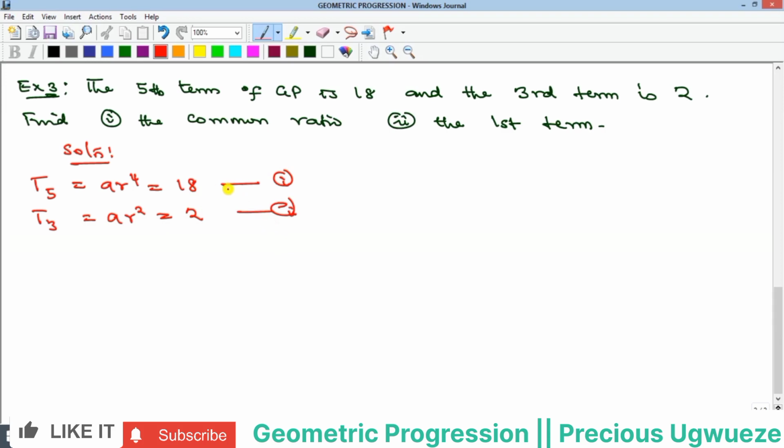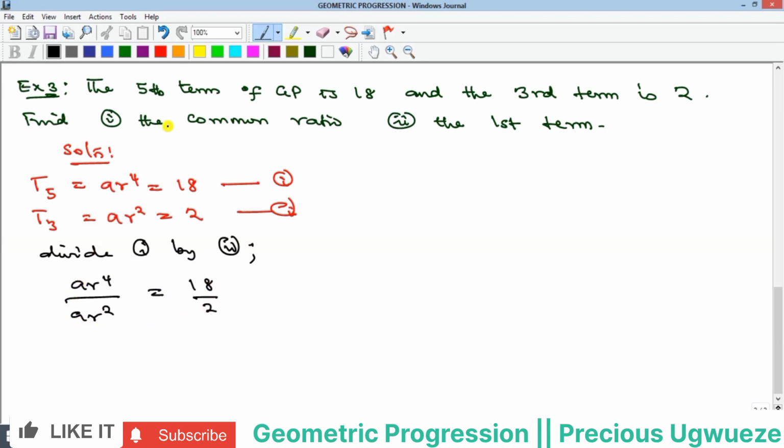So what do we do with this? Since you are in a geometric sequence, if it was an arithmetic progression, you would just do maybe a subtraction to solve, because you are going to solve this simultaneously. But now we are in a GP, we are going to divide. So we divide equation 1 by equation 2. If you do that division, you are going to have AR raised to power 4 all over AR raised to power 2 is equal to 18 over 2. So you're dividing both sides.